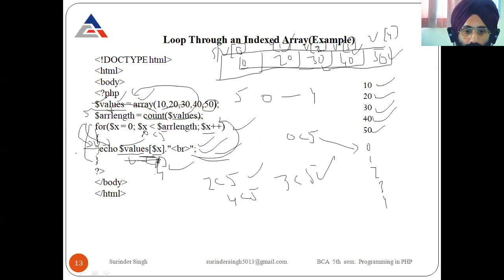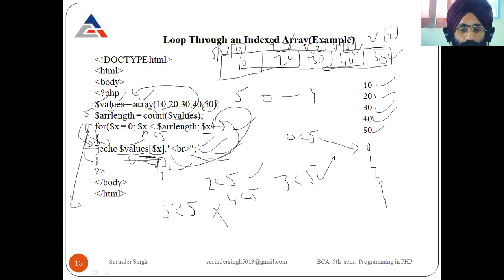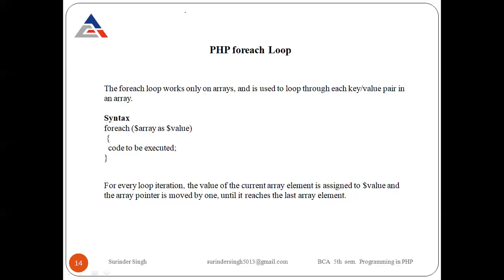Now again, after executing the statements, control will return back to the loop. It will increment x. Now x has value 5. Checking condition, 5 less than 5. Condition false. So control exits from the loop. Clear? Okay. Is it clear to you?